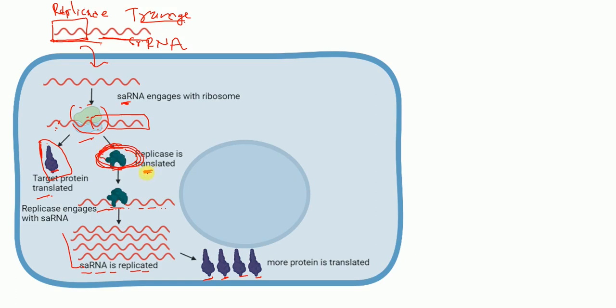And this replicase machinery, what it does, it again engages with our self-amplifying RNA, and then what happens? The replication of self-amplifying RNA happens, and when self-amplifying RNA is replicated, more self-amplifying RNA is produced, and from more self-amplifying RNA we get more protein. Okay, so more protein of our target sequence, right? So more protein is translated.